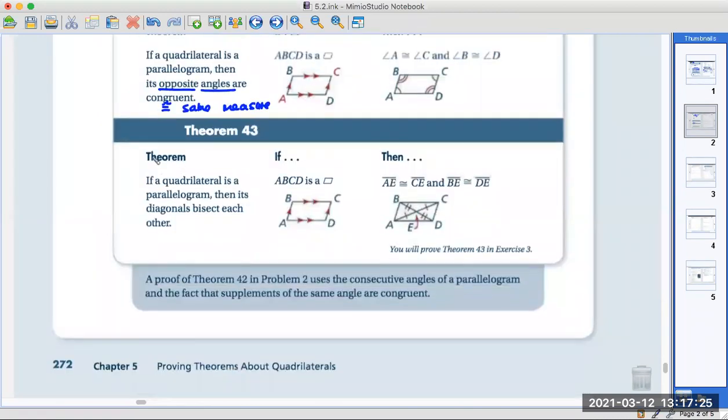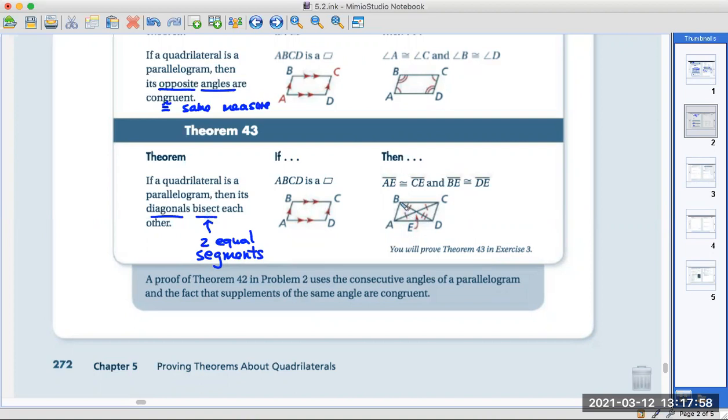And then there's the next one. If a quadrilateral or four-sided figure is a parallelogram, then its diagonals bisect each other. When you bisect, you always have two equal parts. In this case, because it's sides, two equal segments. So it can talk about an angle bisector or a side bisector. So a side, you got two equal segments.